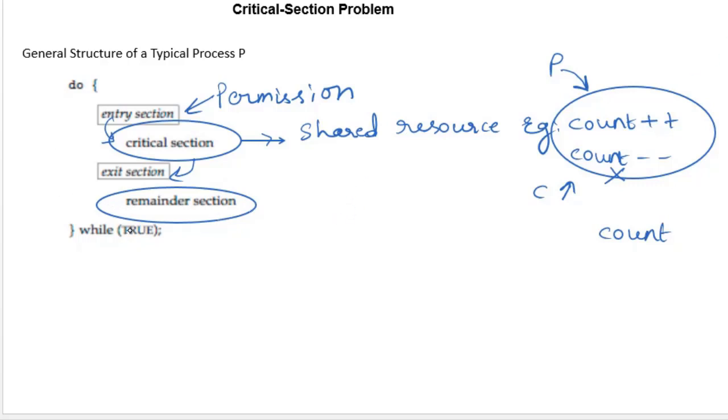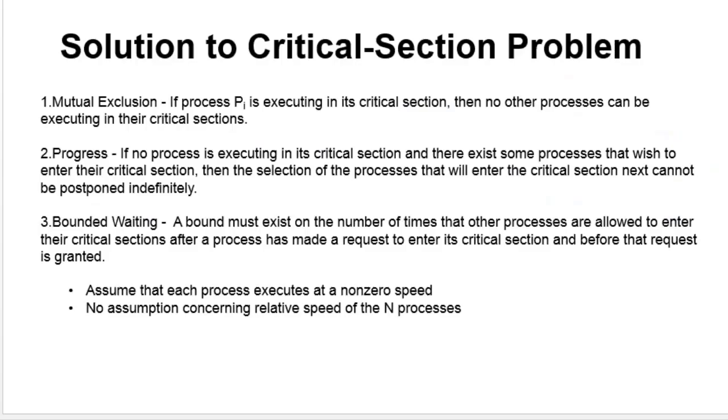I'll move forward the slide. So now we are going to learn solution to critical section problem. A critical section problem solution must satisfy three requirements. The three requirements are mutual exclusion, progress, and bounded waiting. These are the three requirements for a solution to the critical section problem.